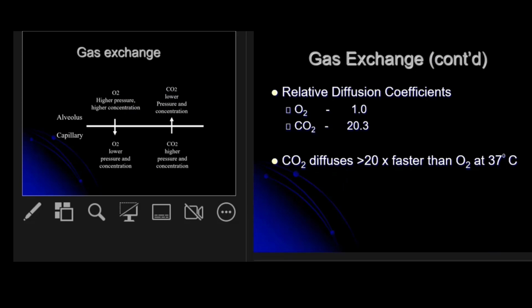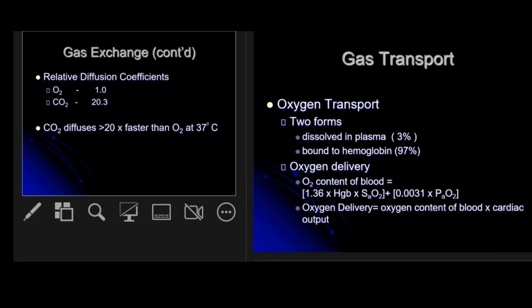If you look at the relative diffusion coefficients of different gases, and the ones we're talking about are carbon dioxide and oxygen, which one do you think moves across the alveolar capillary interspace better, oxygen or carbon dioxide? Oxygen. Yeah, carbon dioxide does, actually. Carbon dioxide is a smaller molecule and is shaped differently, and it can move across the membrane in a much easier way. So it actually has a diffusion coefficient about 20 times that of oxygen.